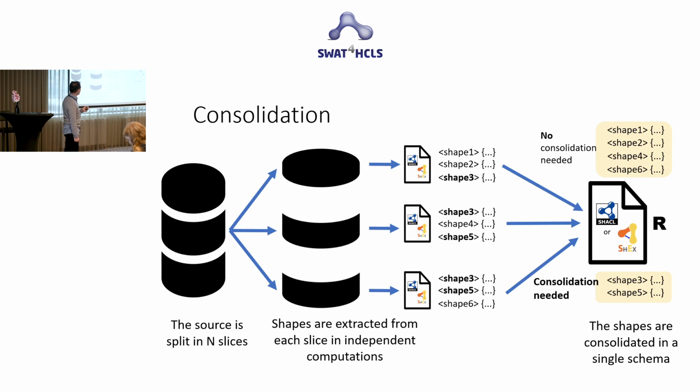If we get shape 1 only from this file, we don't need any consolidation, so this shape goes into this part. But shape 3 is also in this shape file and also here, so we need consolidation to merge them into one shape. Depending on the shape, we have to take a special approach for this consolidation.